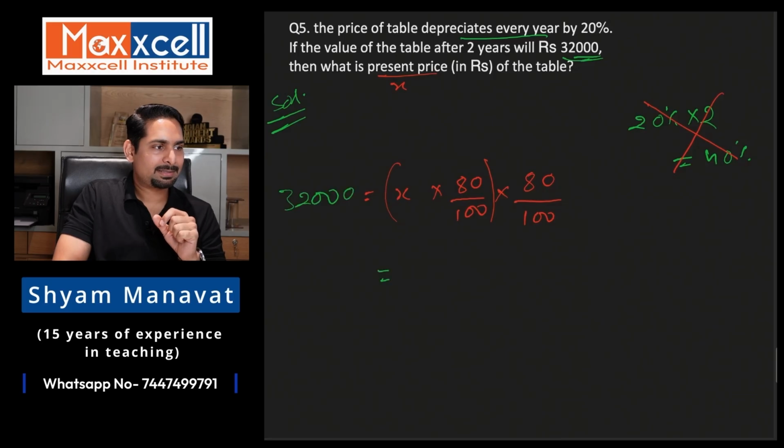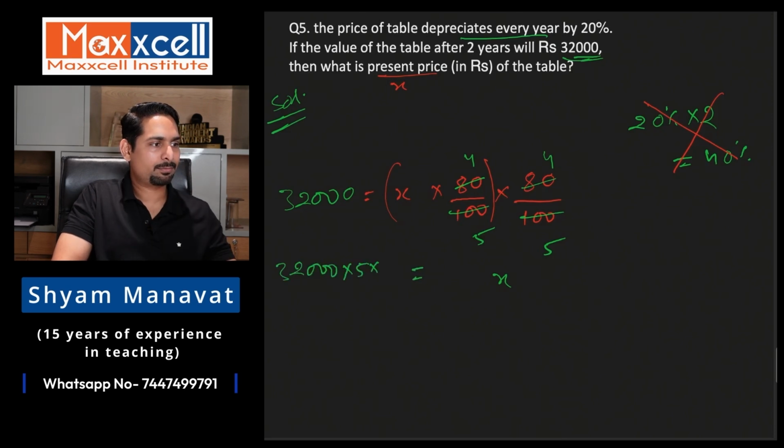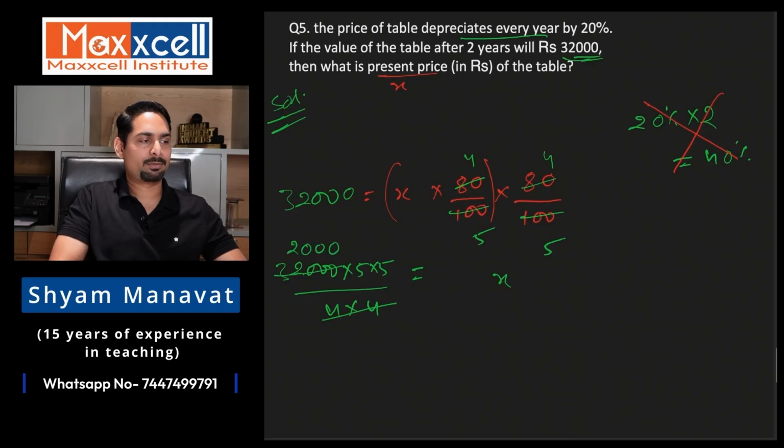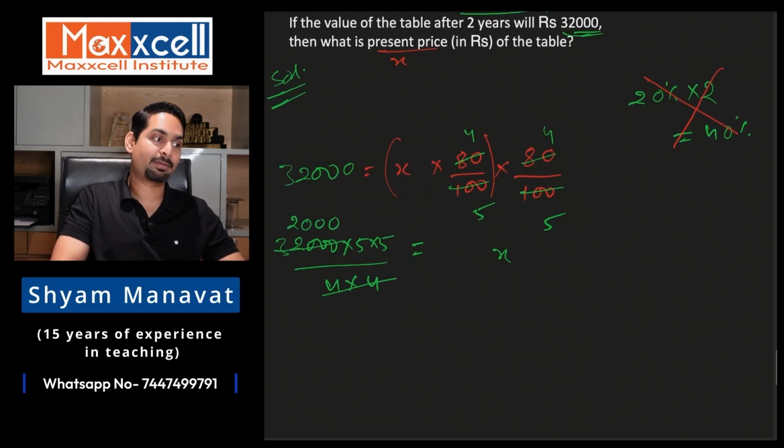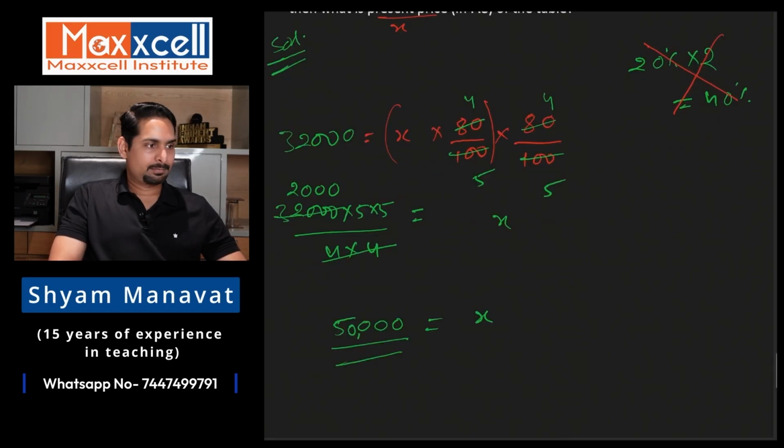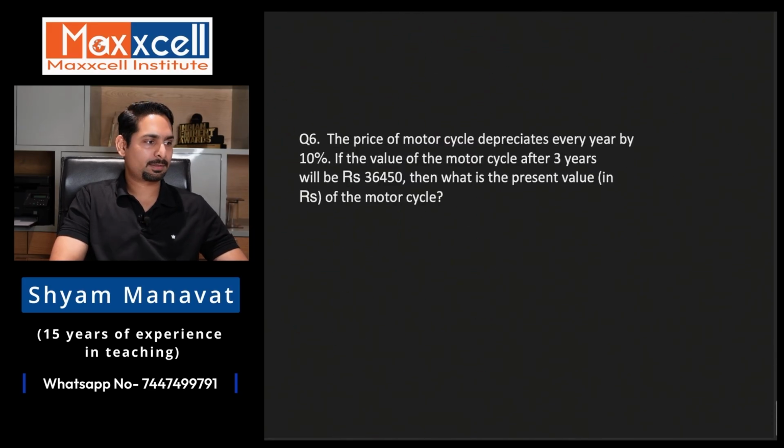Yeah, let's get simplified. What do you have here? 4 by 5, 4 by 5. X is equal to, cross multiply, 32,000 multiply by 5 into 5 by 4 into 4. 4 4s are 16. 16 2s are 32. This is 2,000. 2,000 into 5 into 5. 5 5s are 25. 25 into 2, 50. This will get you 50,000. That's the answer. Correct. Okay.